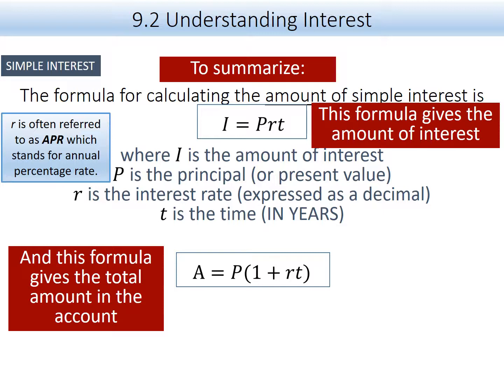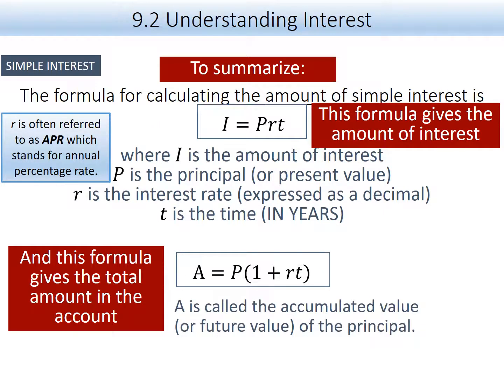So capital I gives you the amount of interest in the simple interest account. Capital A, which is the future value, takes you directly to how much money is in the account, the principal and the interest together. And again, as I said, that capital A is sometimes called the accumulated value or future value of the principal, or the amount you put in the account to start with.